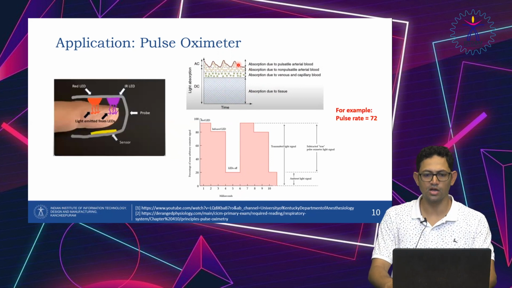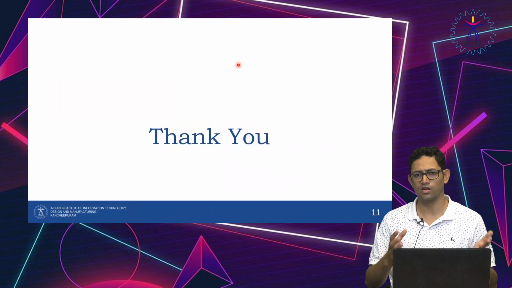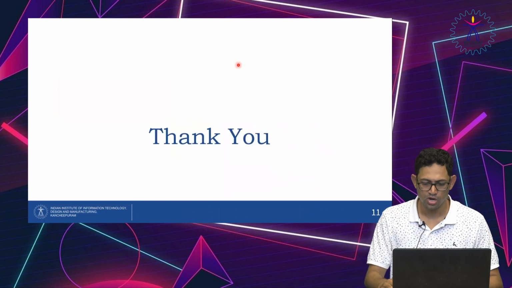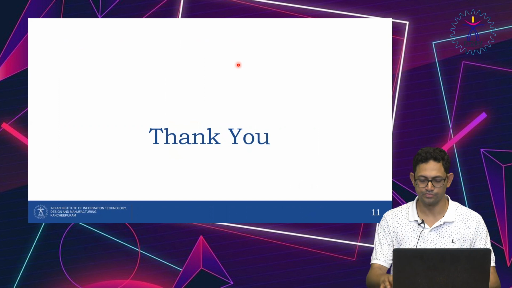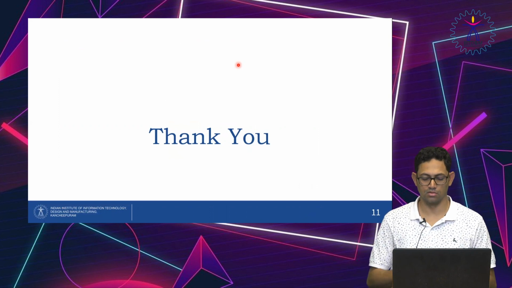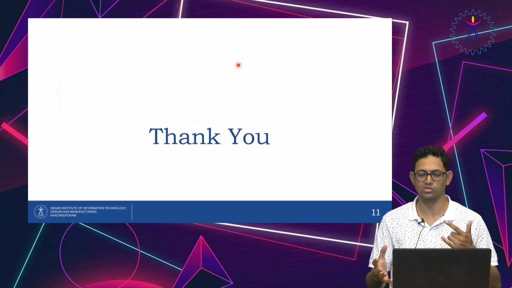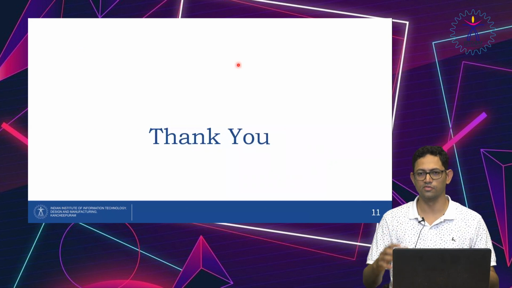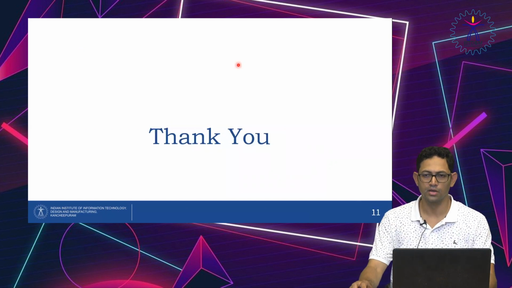Okay, so that's how you can use the Beer-Lambert law in a real-life application, which has already been used to determine the concentration of oxygenated and deoxygenated hemoglobin, and from there you can find the oxygen saturation. Okay, thank you.